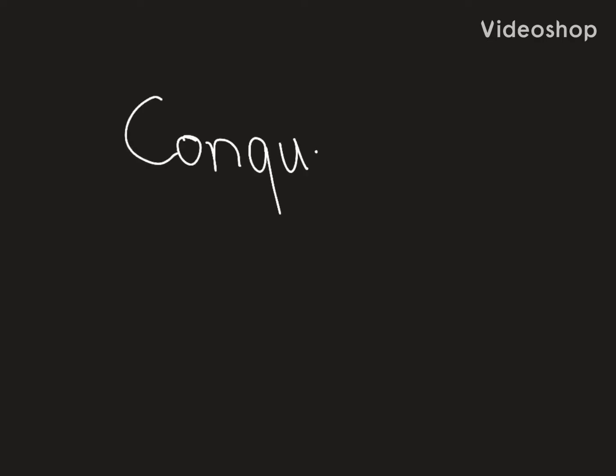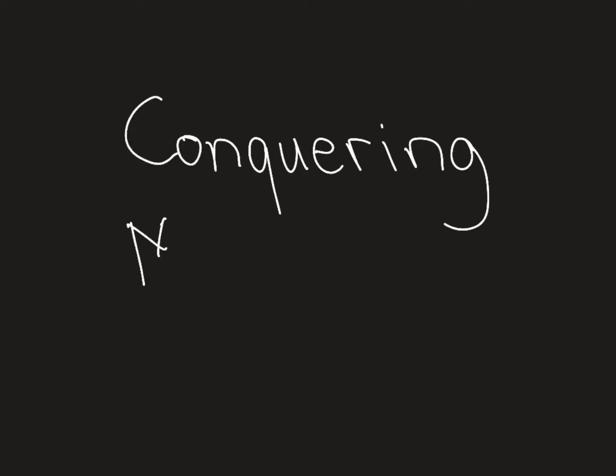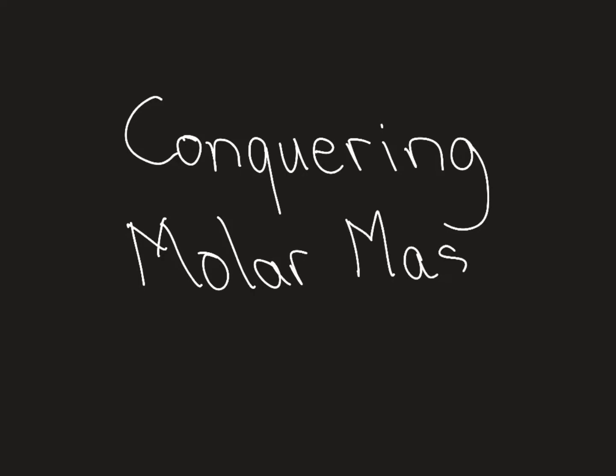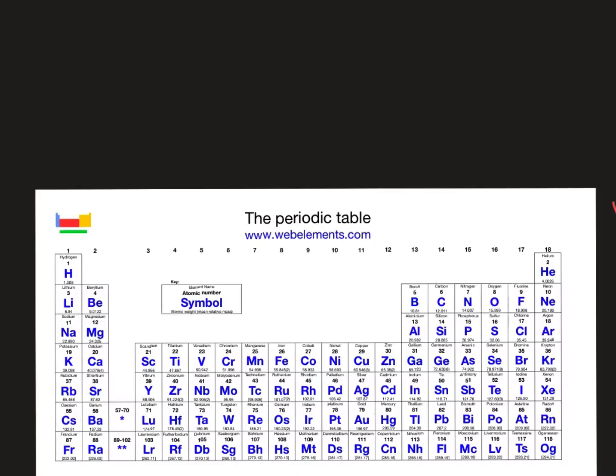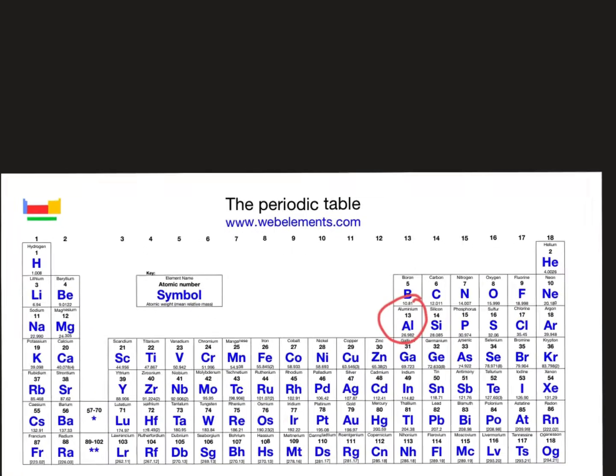In this video, we are going to conquer molar mass. The unit for molar mass is grams per mole. The first thing I want to do with molar mass is look at individual elements. So let's look at aluminum. Aluminum is number 13 on the periodic table.